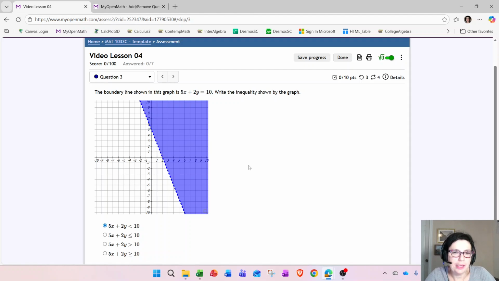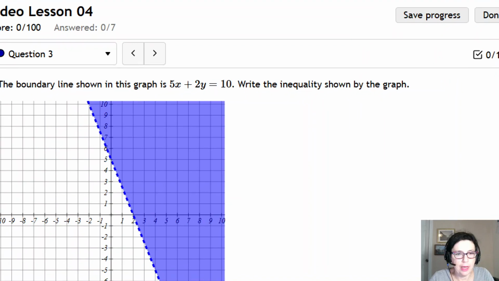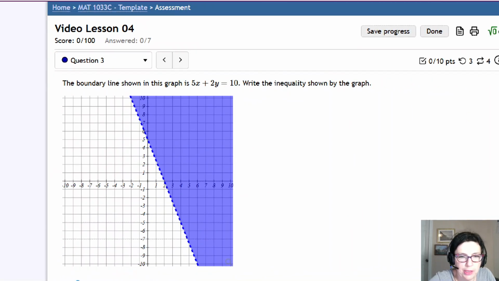Okay, guys, in this video, we need to figure out which inequality corresponds to the shaded region. The first thing we need to do is look at the boundary, 5x plus 2y equals 10, and understand why the boundary is correct.